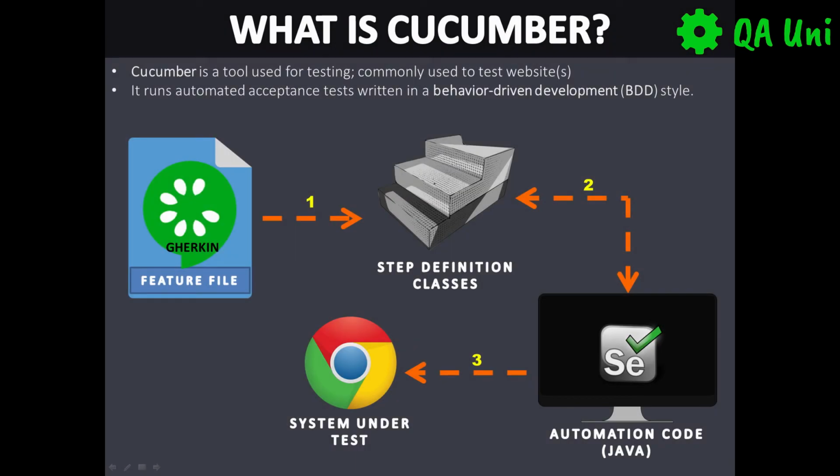So to recap that again, we have feature files. Feature files capture the requirements for our test cases. Feature files are developed using a language called Gherkin, which is easily readable to non-technical person. We then have step definition classes which link our feature files to Selenium Code. So basically, step definition classes are the middleman between our feature files and our Selenium and Java code.